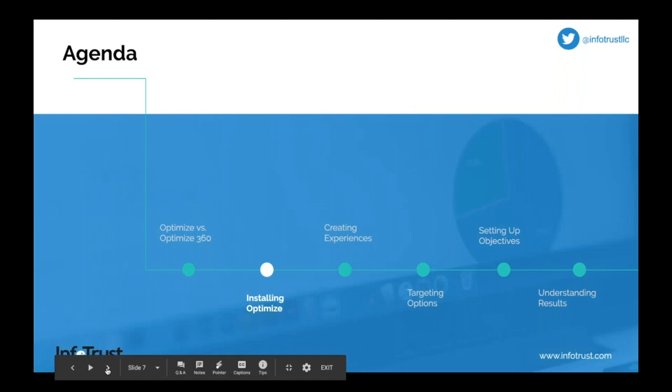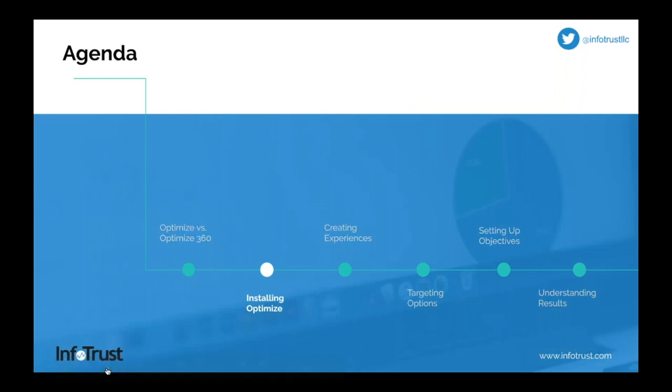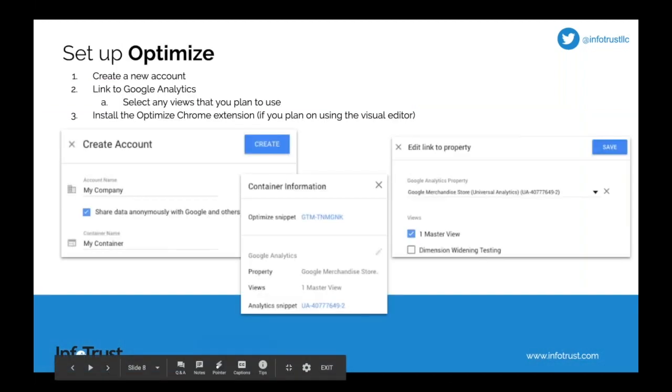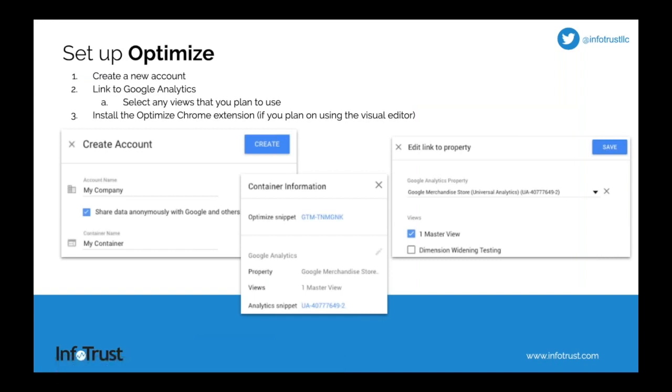So now we're going to talk about how to really just get Optimize installed on your site. The first step is really to just create an account in Optimize. You create a new account, just go to the Optimize website. You link to your Google Analytics property that you're going to be using with Google Optimize.